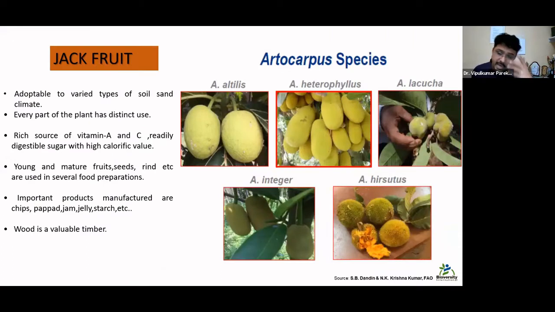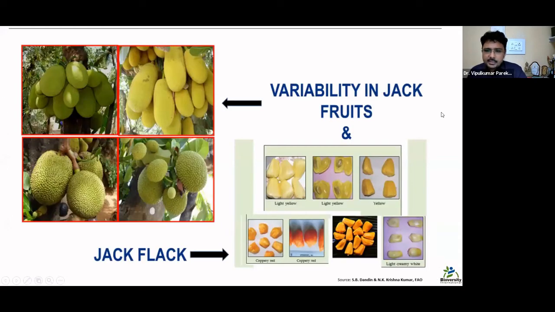You must know about jack. Jack has good variability. Heterocarpus has 5 species. Among them, Lakucha has very good nutritional value, but it is underutilized. In the same way, jack also has variability in its taste. It is wonderful.